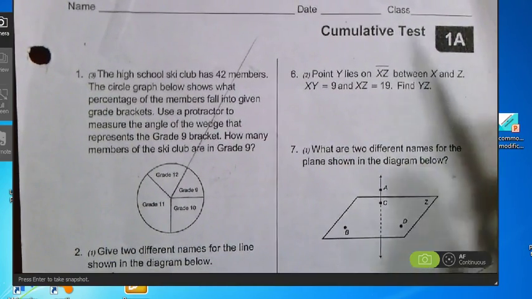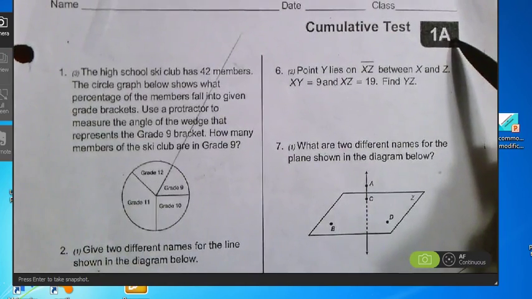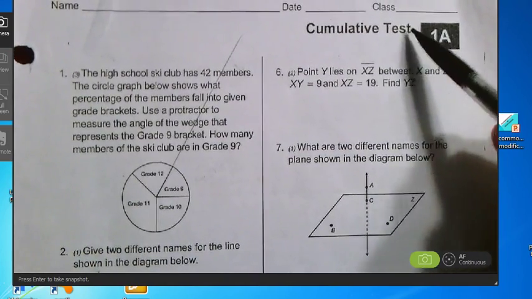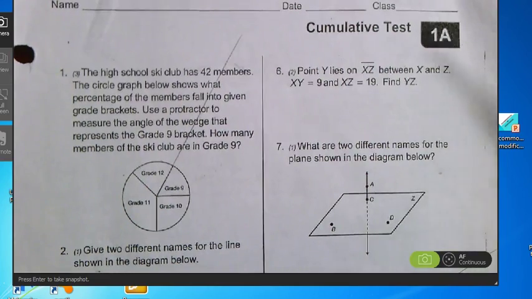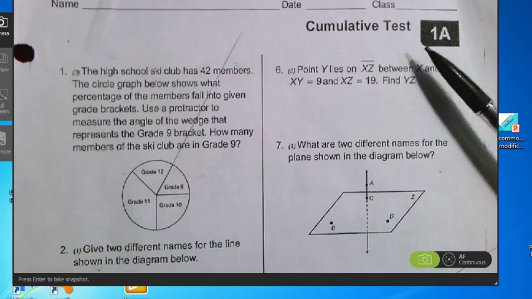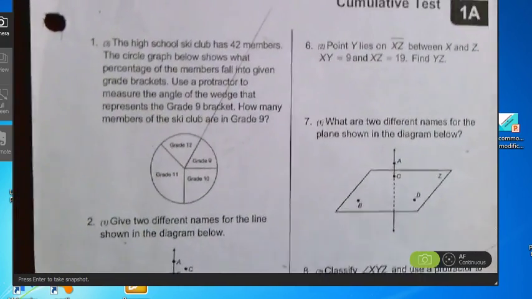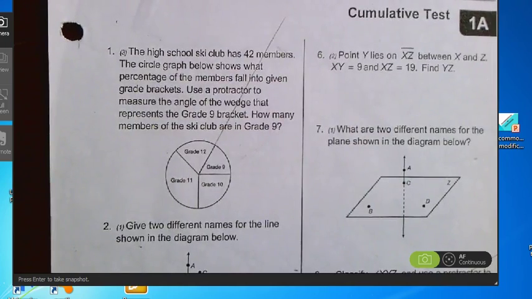Okay, this is Mr. Hudson, and we are going to review the cumulative test, or in our case, pretest 1A. This is what you should be working on this week. I'm going to go over these problems, and we'll just go ahead and get going.